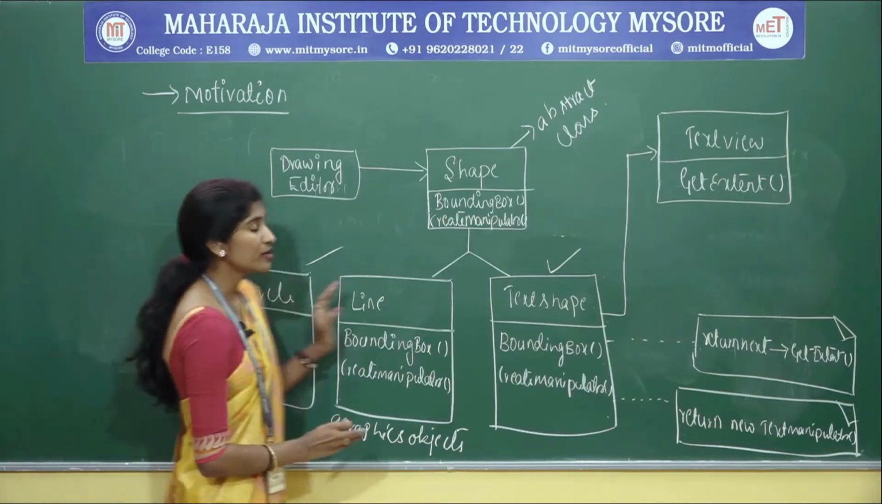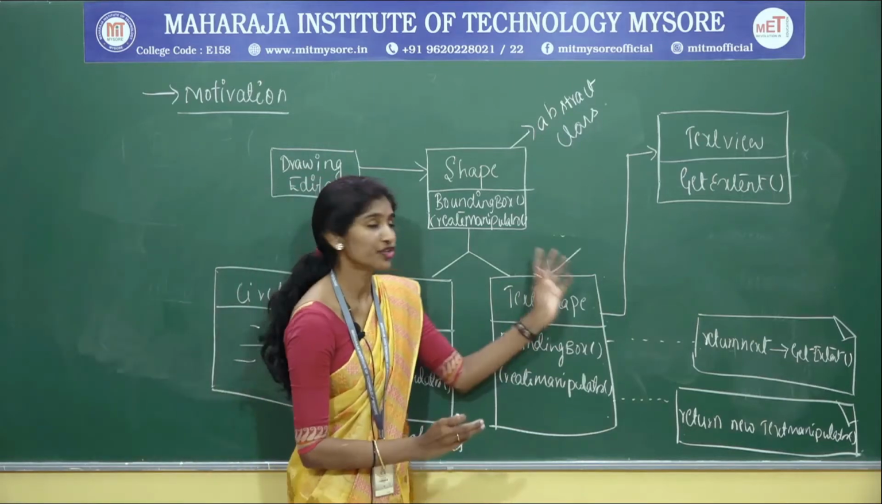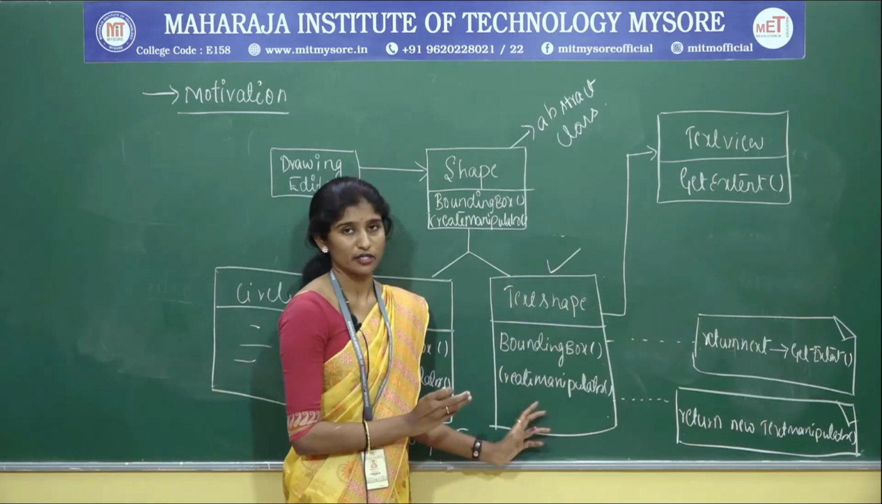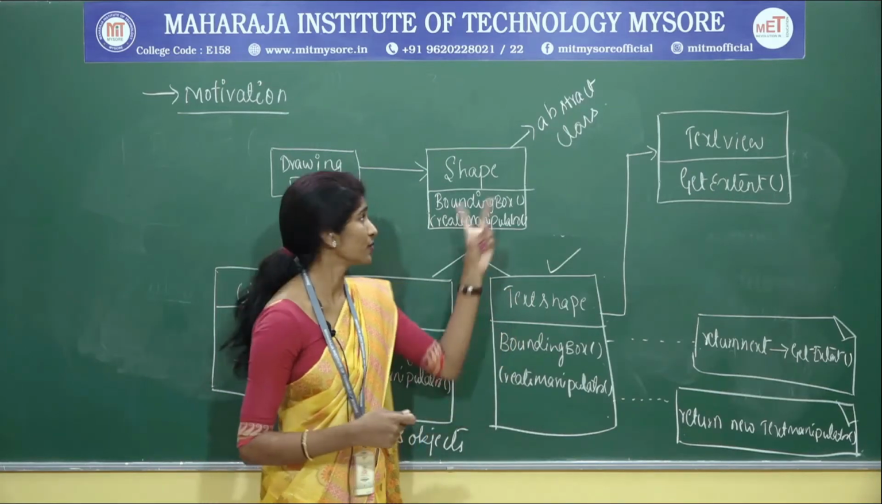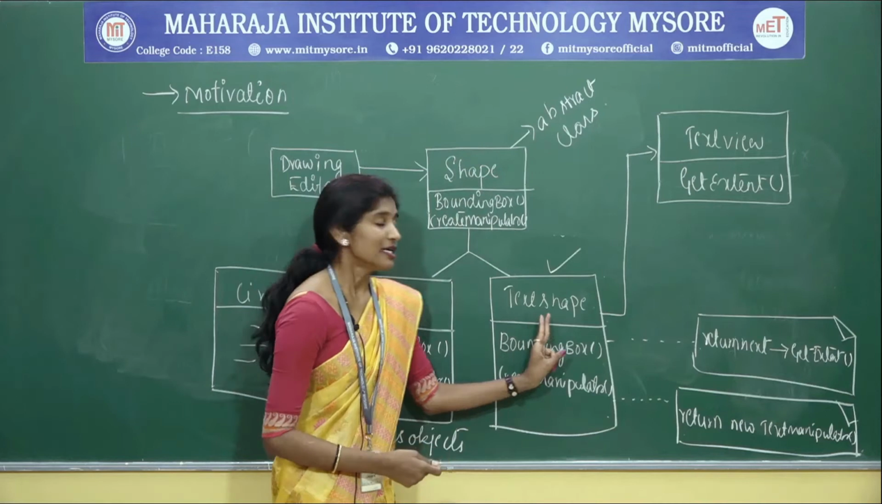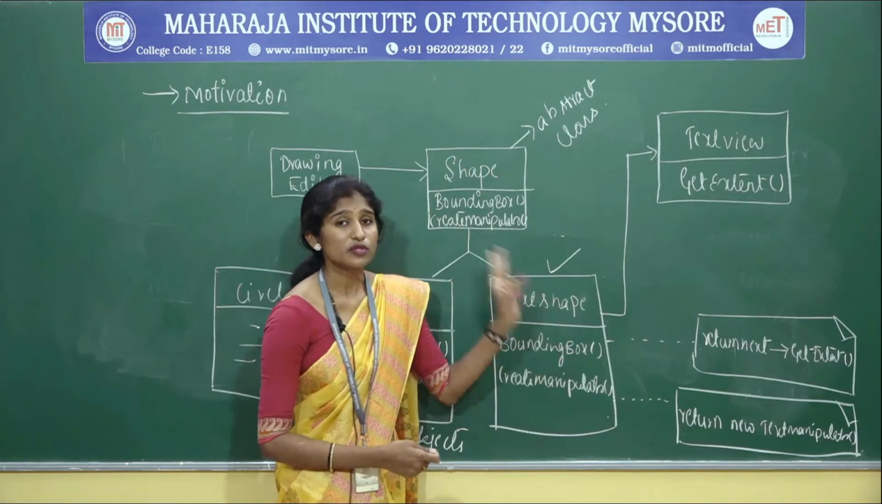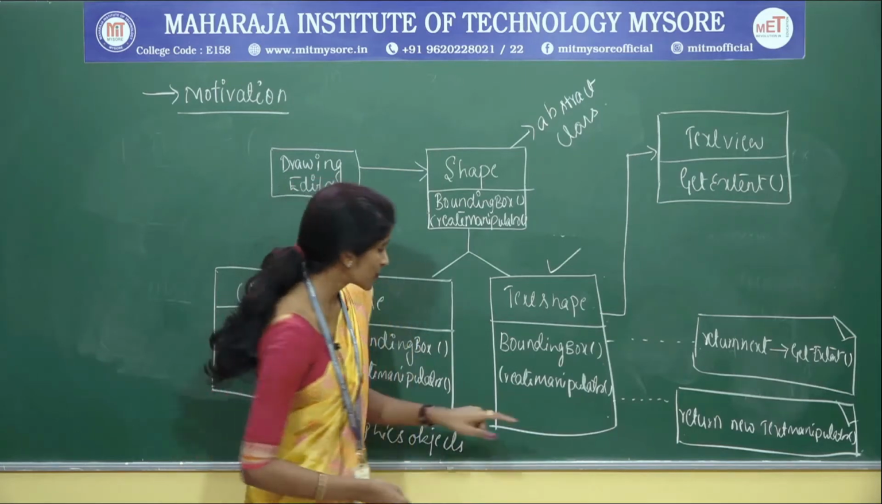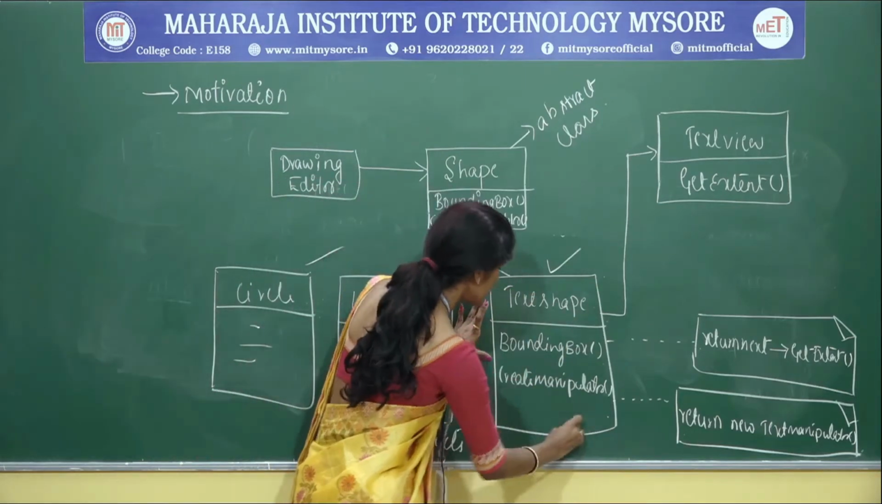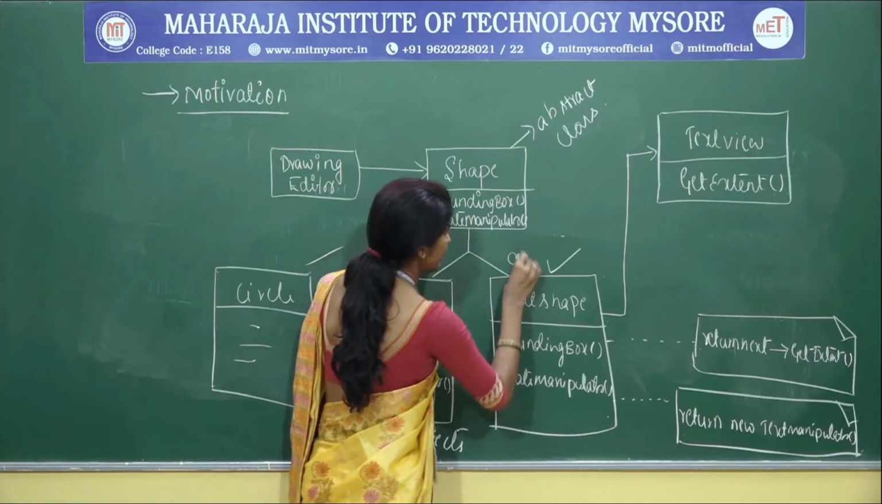So if you want to incorporate this text shape into the design, in order to combine these two classes, that is the shape class and the text shape class, you need to have an adapter design pattern. Here this text to shape serves as your adapter.